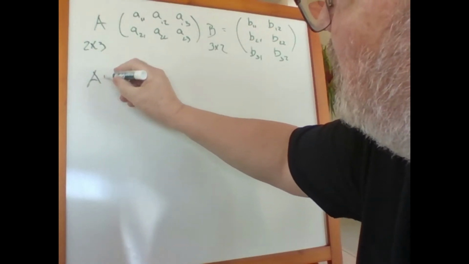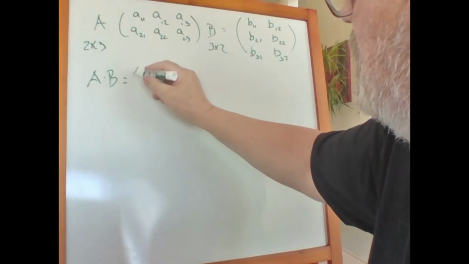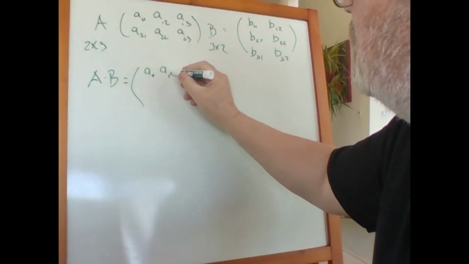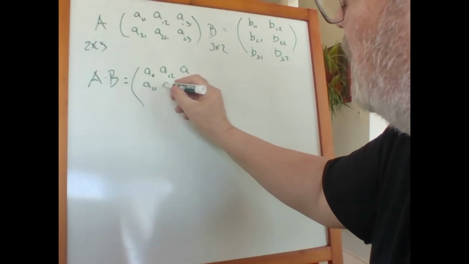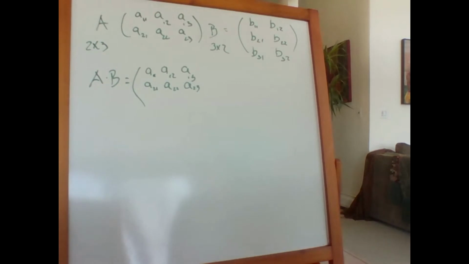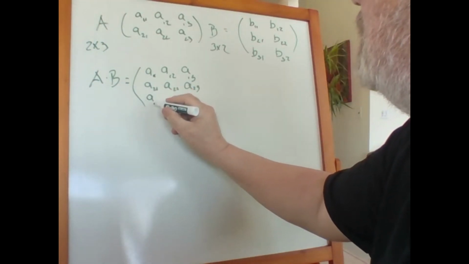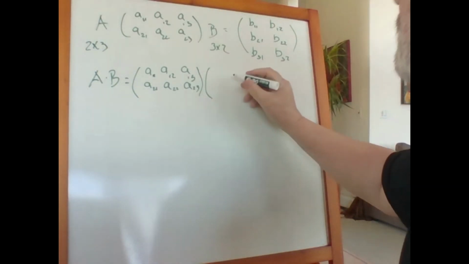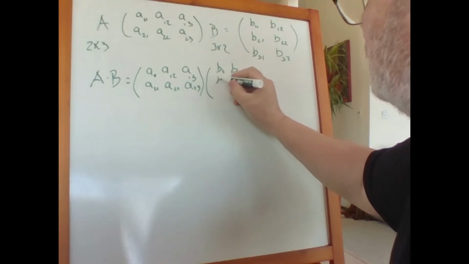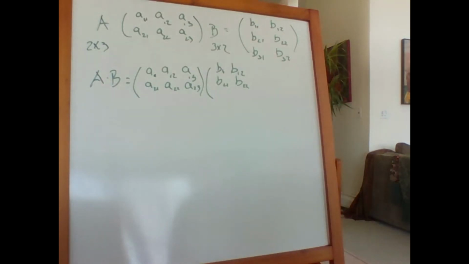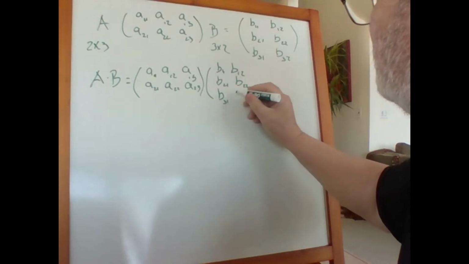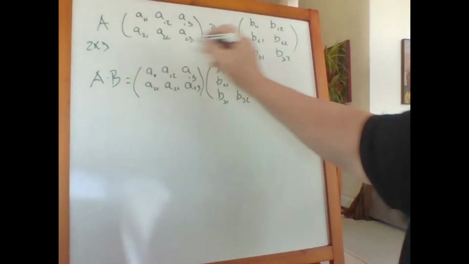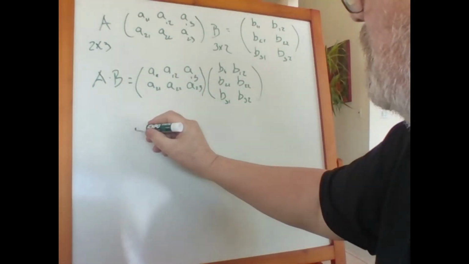And so if we have A times B, we have A11, A12, A13, A21, A22, A23, that's it for that one, because it's a 2 by 3. And this is B11, B12, B21, B22. My arm's getting tired. B31, B32. And that's a 3 by 2. So we have a 2 by 3 and a 3 by 2. And we go zip, zip.